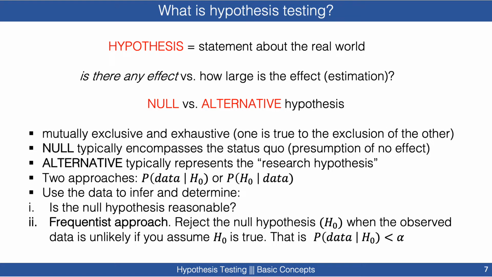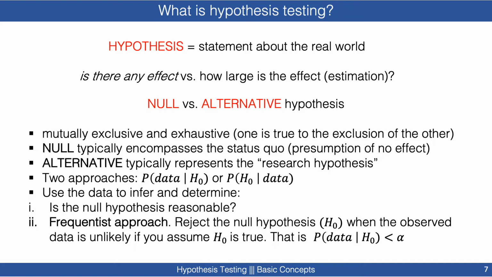There are two ways to think about hypothesis testing. The most common one is to compute the likelihood of the data given the null hypothesis. And whenever that likelihood is small, we reject that hypothesis. This is the frequentist approach and is the one that is most commonly used.